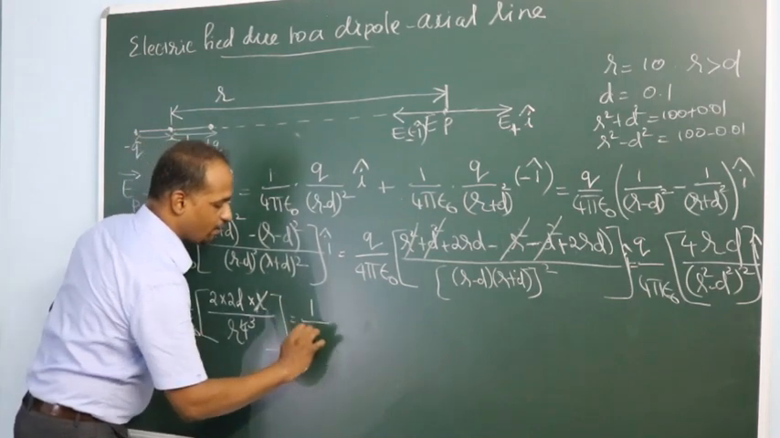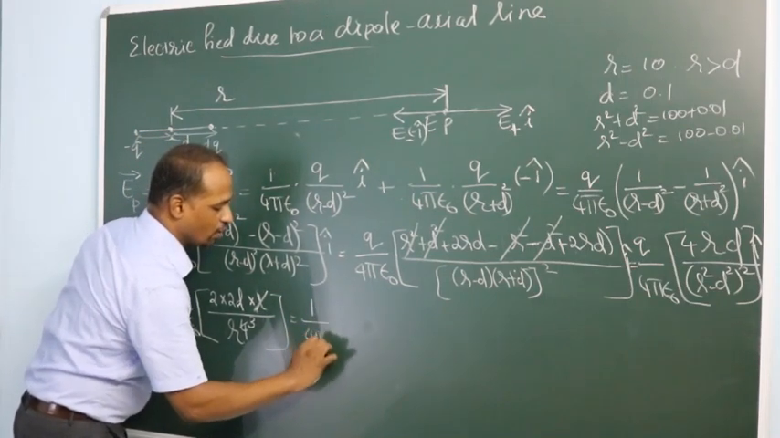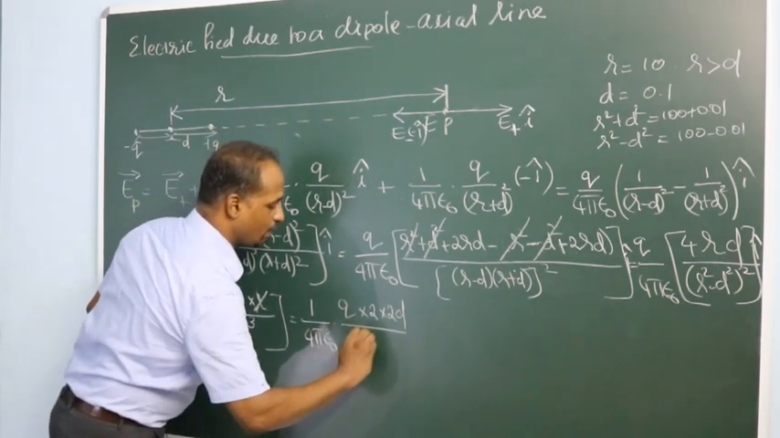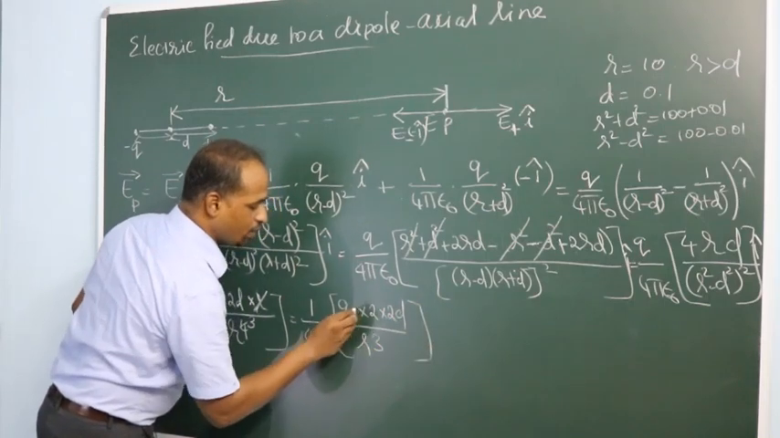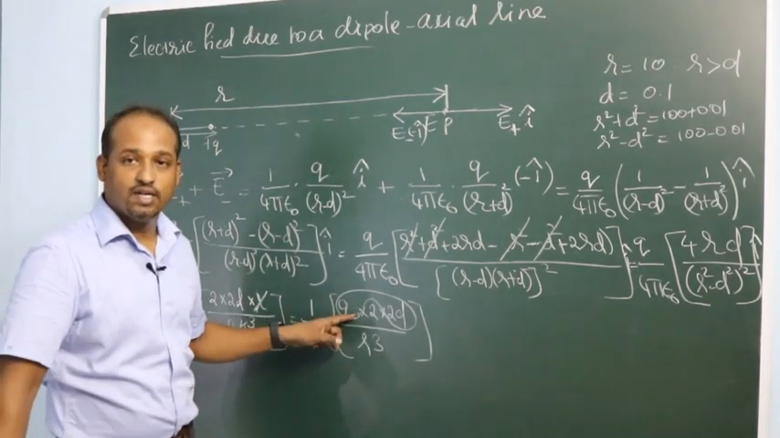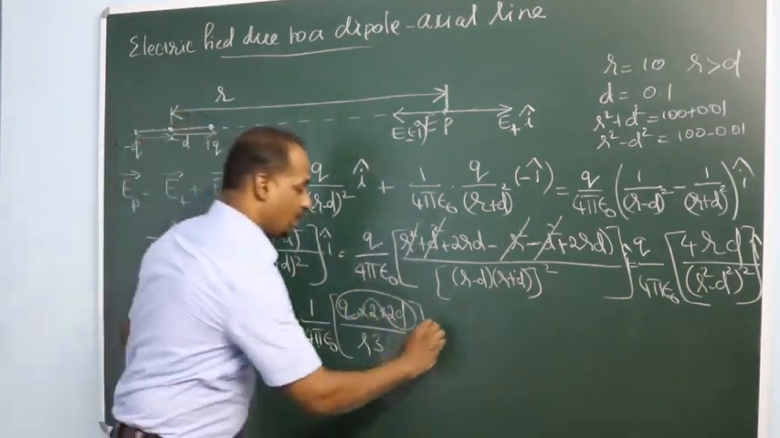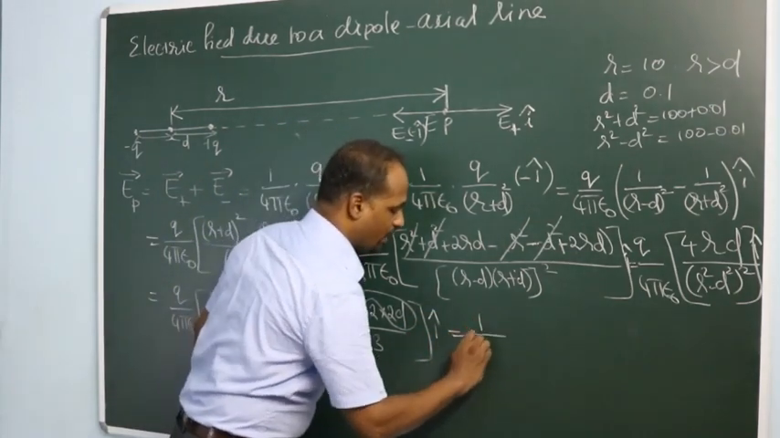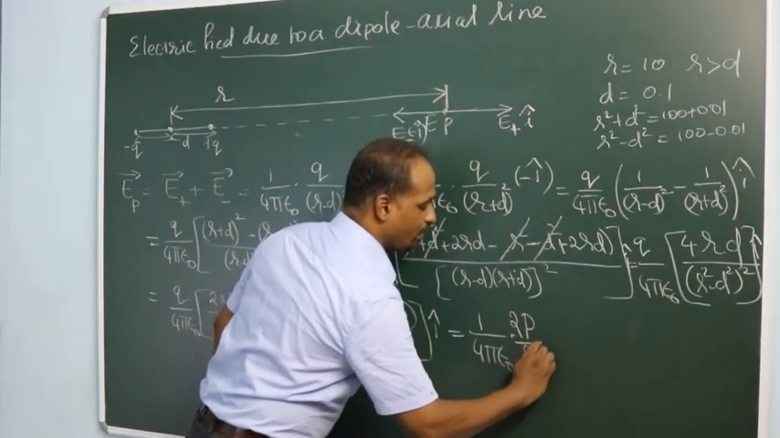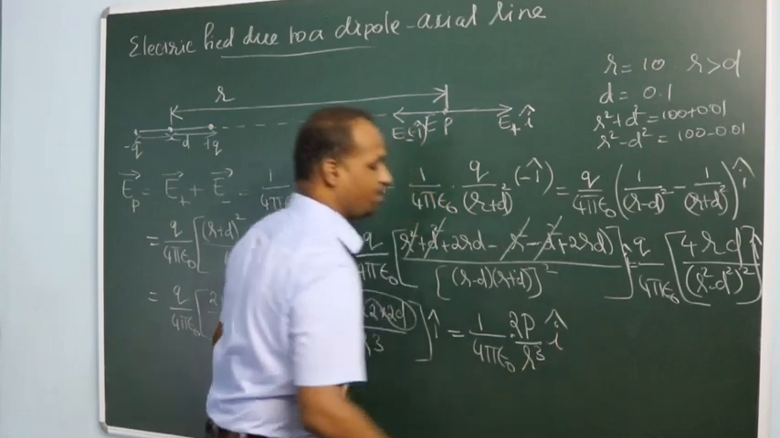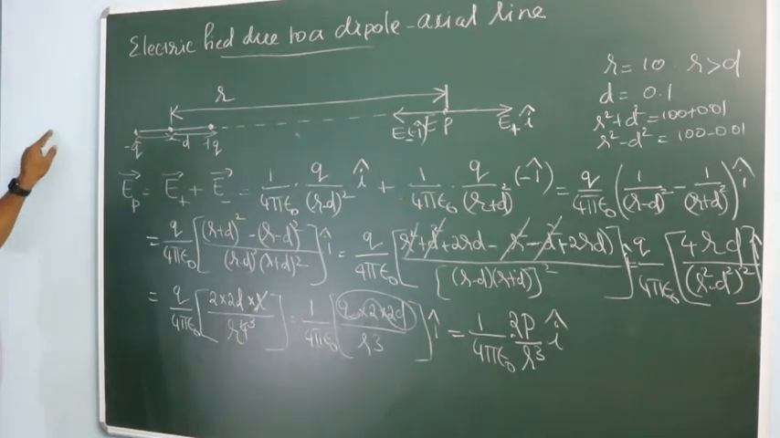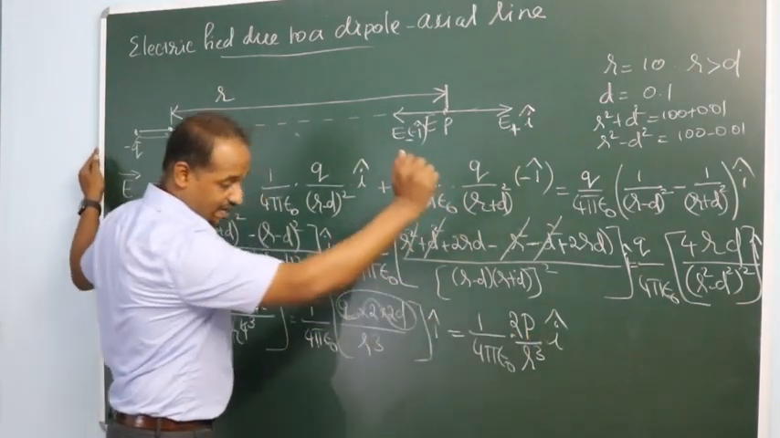Then 1 by 4 pi epsilon naught, q into 2 into 2d by r cube. What is q into 2d? We just said it is the electric dipole moment. Electric dipole moment is the product of charge and the distance between, and this is i cap. Then the electric field is 1 by 4 pi epsilon naught, 2p by r cube, and it is in the i cap direction. If you find the same electric field at a point on its axial line on the negative charge side, this value is going to be minus i cap.